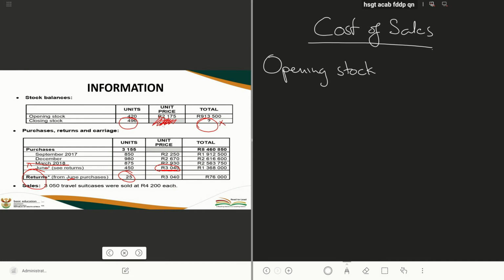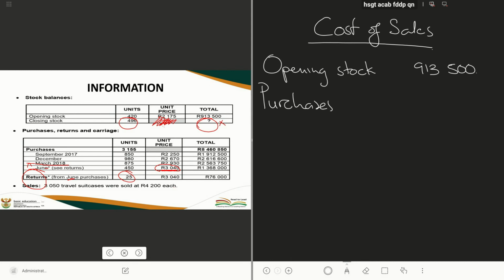My opening stock, it's given, 913,500. That is your opening stock. And then remember we have purchased some units. So you're going to come here and you're now going to say, add your purchases.